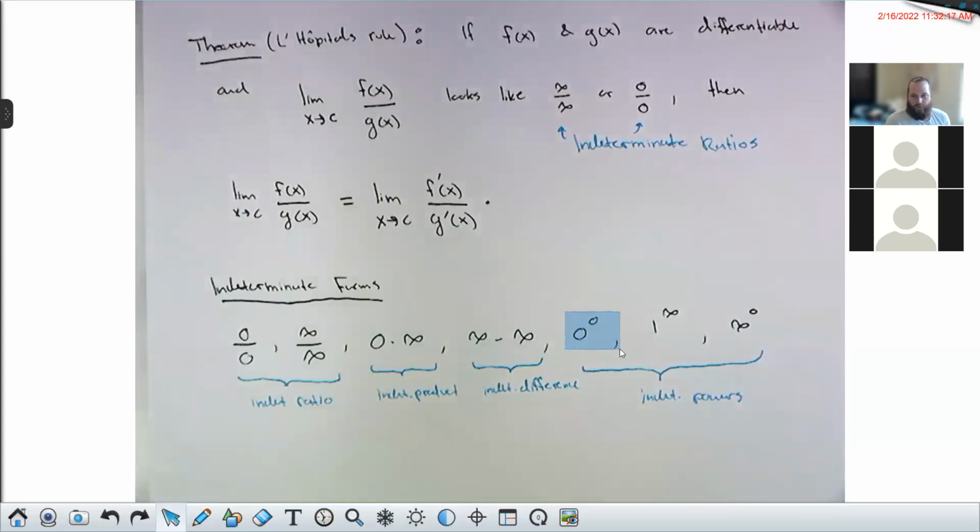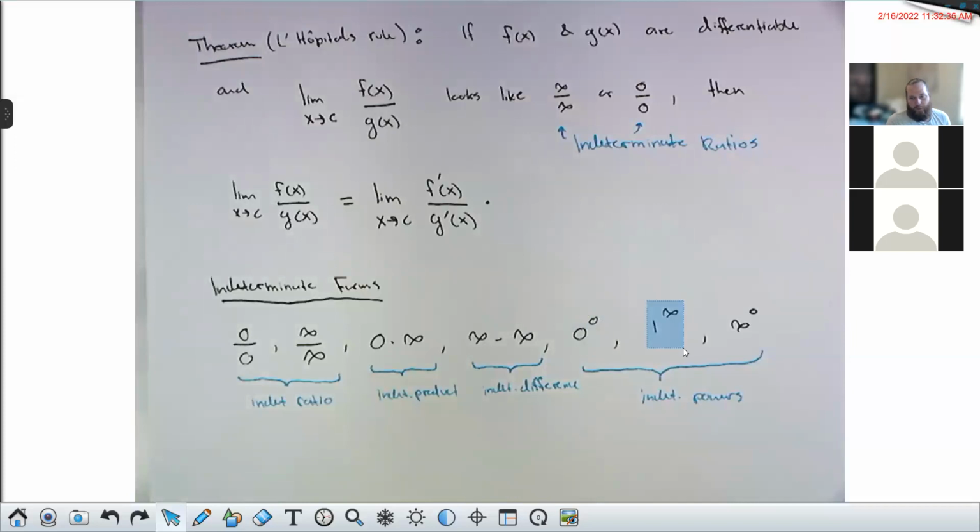0 to the 0 is a fun one. The base being 0 wants to make the whole thing 0, right? 0 to any power is 0. But the power being 0 wants to make the whole thing 1, because anything to the 0 is supposed to be 1. So these guys are in conflict.